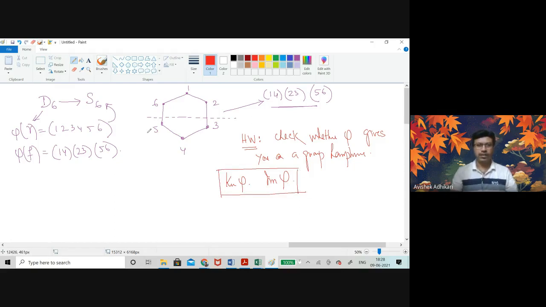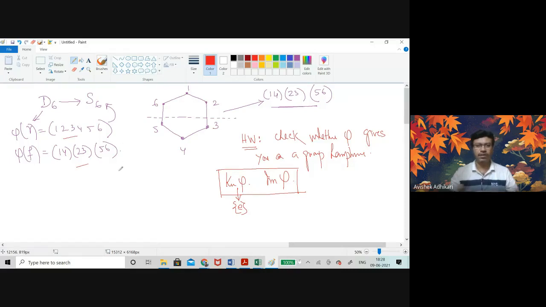You will see that that will certainly be a homomorphism, and then you need to check what would be the kernel. I guess the kernel will be the identity element only, and then you need to check what would be the image. You can understand that the image will be generated by these two.